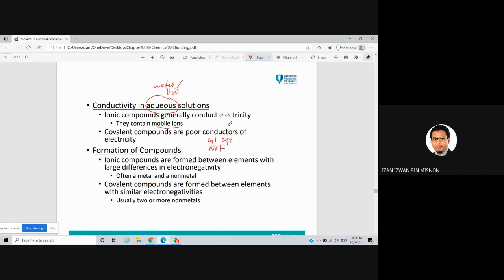And covalent compounds are formed between elements with similar electronegativity. So let's say, again, we use butane, C4H10. The formation of the C-C bond will be between atoms of similar electronegativity, usually involving a non-metal with a non-metal. Since hydrogen is also a non-metal, it's a gas.